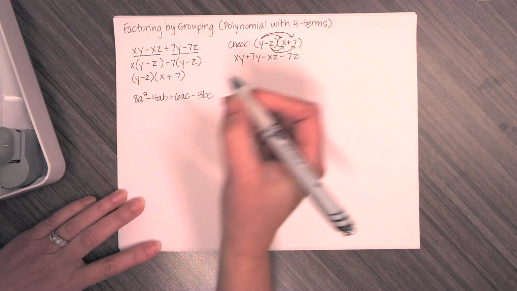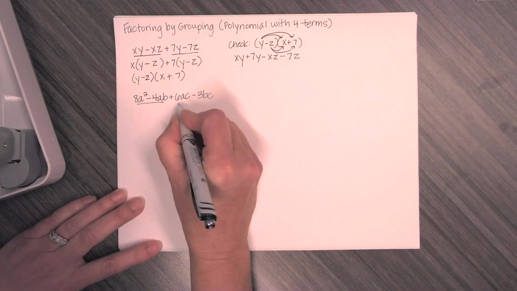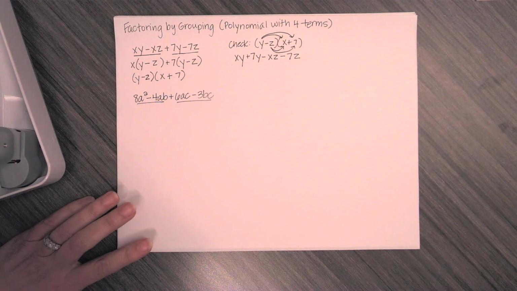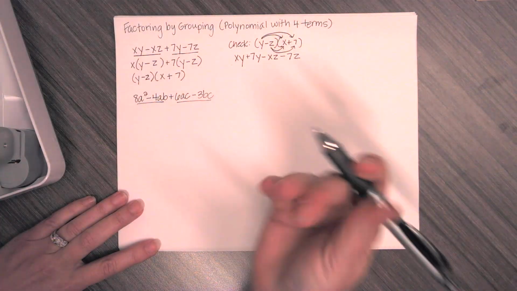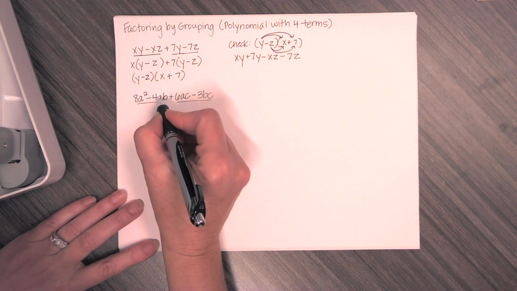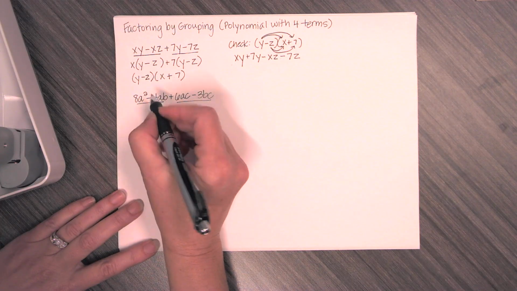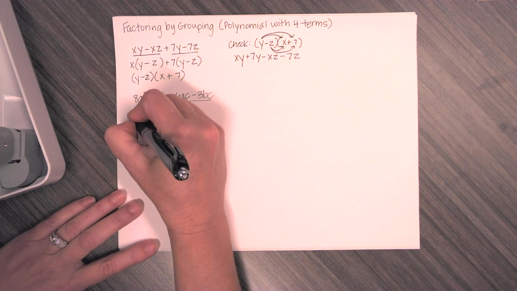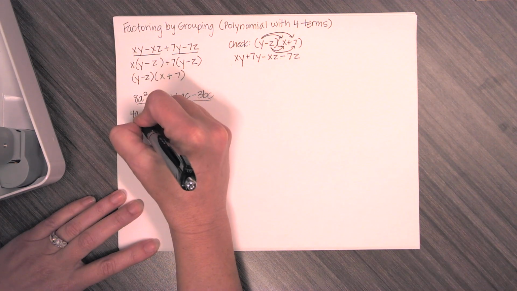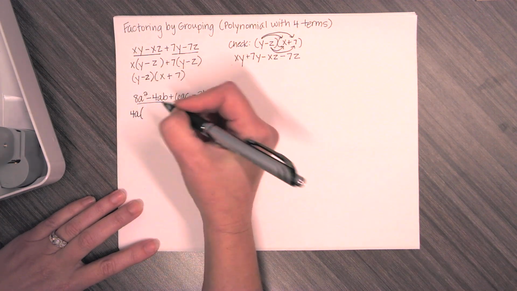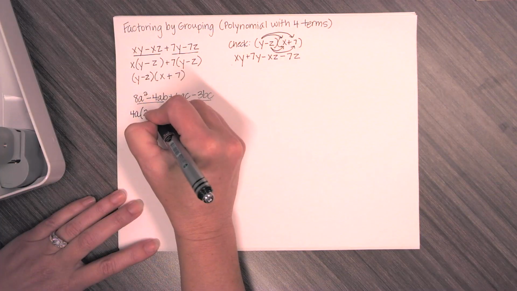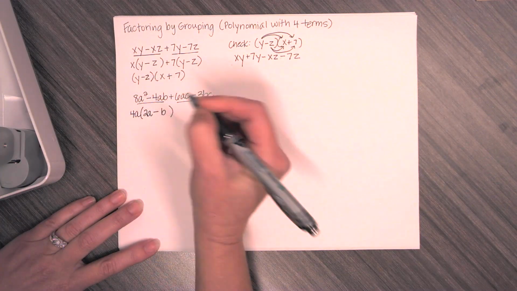All right, we are going to group because we have four terms. So when we have four terms, we're always going to attempt factoring by grouping. We're going to look for the greatest common factor in the first group. Okay, for 4 and 8, those are both divisible by 4. You also have an a in both terms, so we're going to be able to factor out a 4a, which is going to leave 2a minus b.